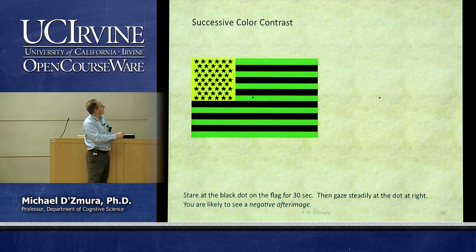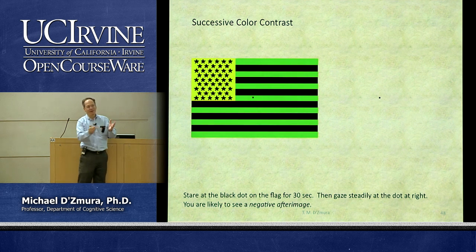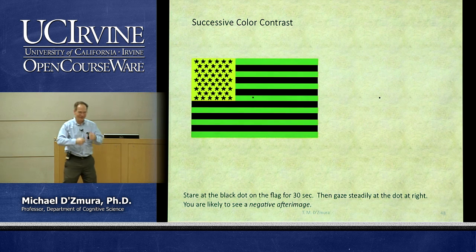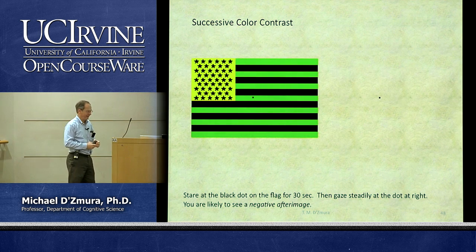Blue. What is the color that is the opposite of green? Red. What is the color that is the opposite of black? White. Okay, so color opponent theory comes to life when you start looking at things like this.